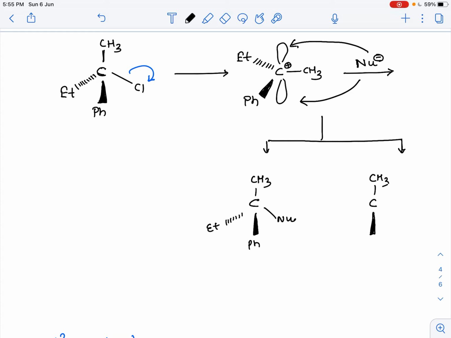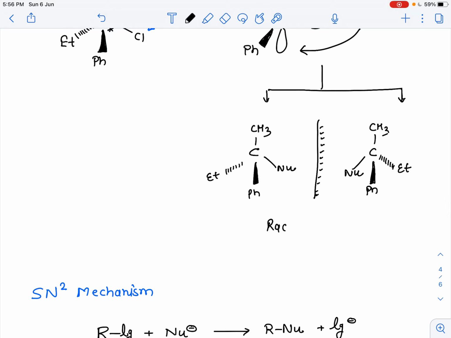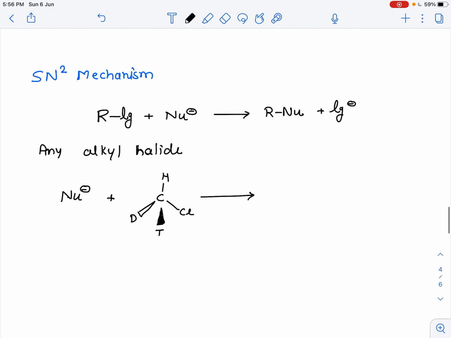Okay, this is what we have, the pH. From here it is ethyl, and this is the nucleophile. You can notice one thing, that these are nothing but mirror images of each other. So in the SN1 mechanism, if it is a chiral center, then we get the racemic mixture. Clear? Any doubt in this? So this is the complete SN1 mechanism.